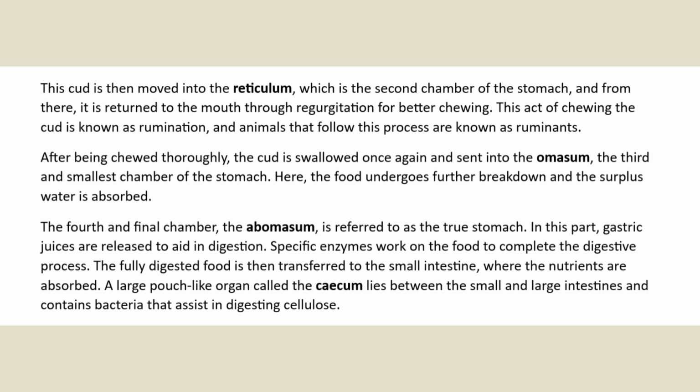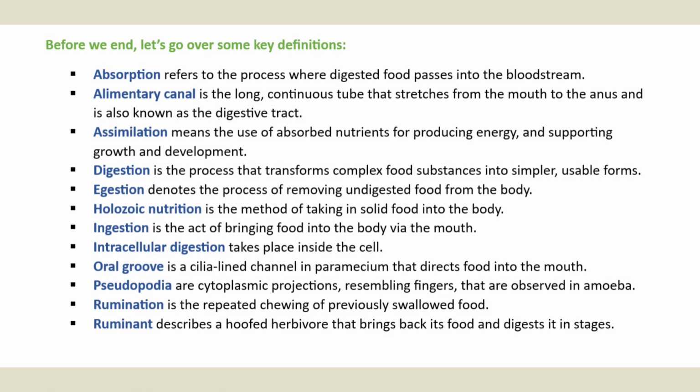A large pouch-like organ called the cecum lies between the small and large intestines and contains bacteria that assist in digesting cellulose. Before we end, let's go over some key definitions. Absorption refers to the process where digested food passes into the bloodstream. Alimentary canal is the long, continuous tube that stretches from the mouth to the anus and is also known as the digestive tract. Assimilation means the use of absorbed nutrients for producing energy and supporting growth and development.